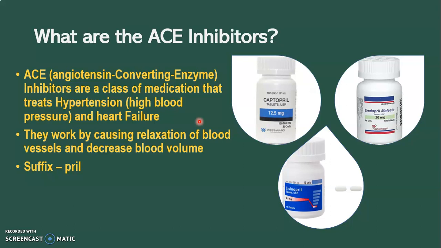Some examples are captopril, lisinopril, and enalapril. Notice how each name ends with the word pril. This is the suffix of the medication. So whenever you see a medication that ends with pril, it is most likely an ACE inhibitor.